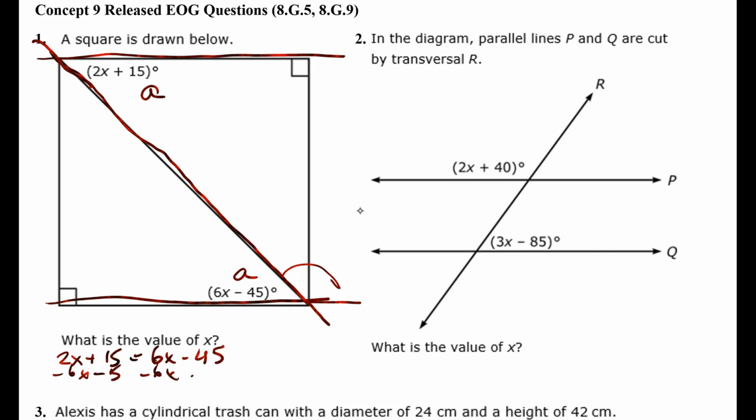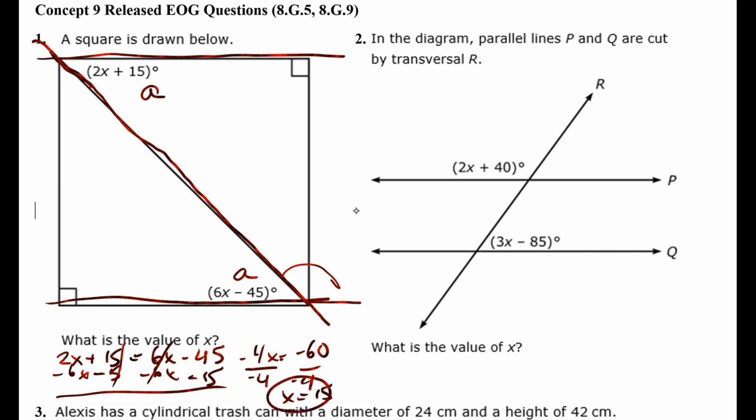Slide to the right. And then we will crisscross. And we will get x. We'll get negative 4x is equal to negative 60. Divide by negative 4, divide by negative 4, and we get x to be 15.